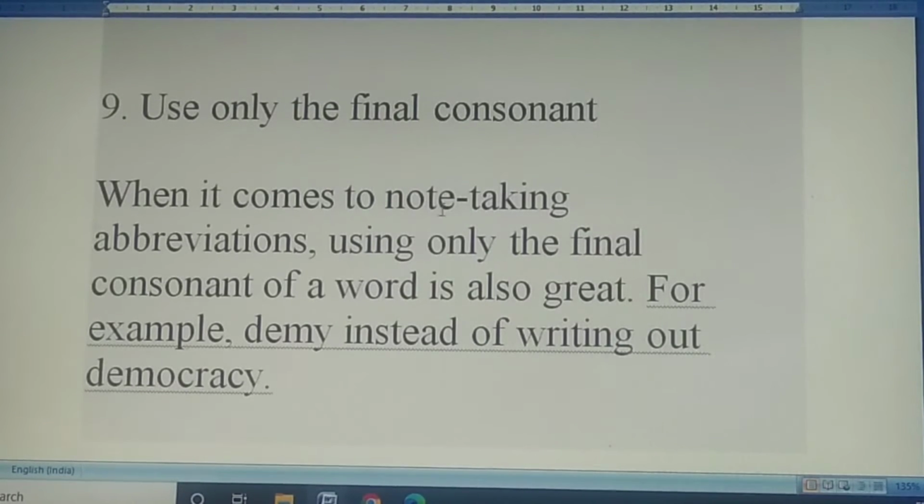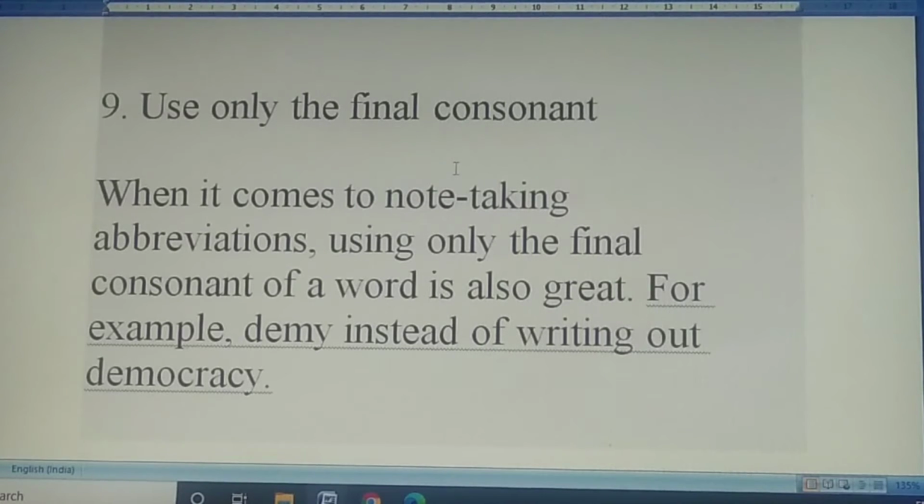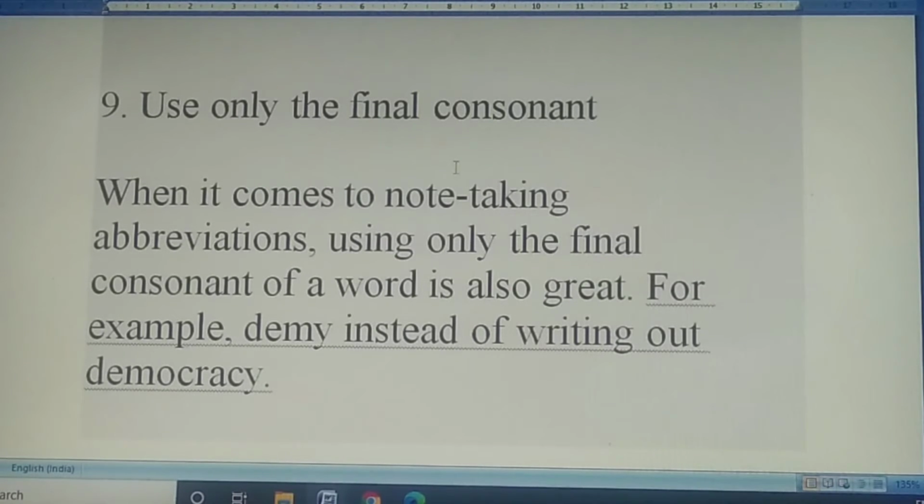Do you remember what consonants are? If you remove the vowels, what is left? B, C, D, G, F, K, L, M, N. All these are called consonants. Okay. When it comes to note taking abbreviations, using only the consonants of a word is also great.